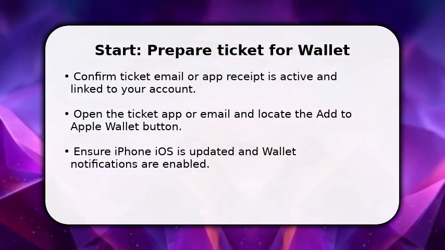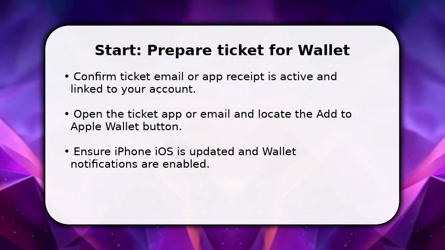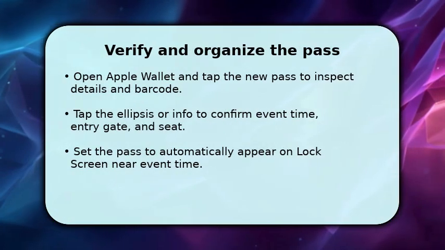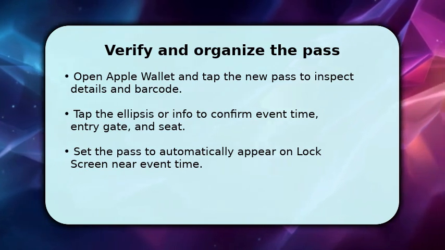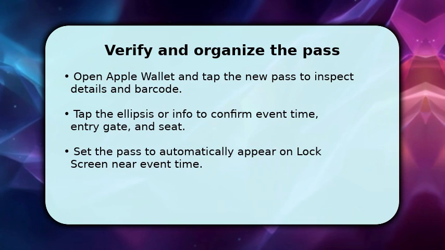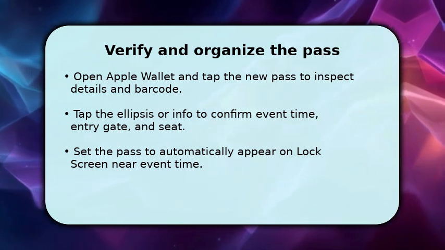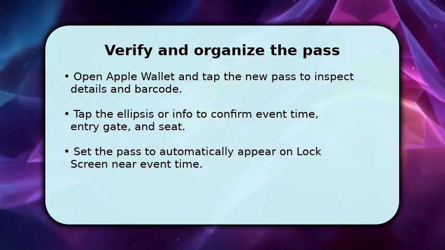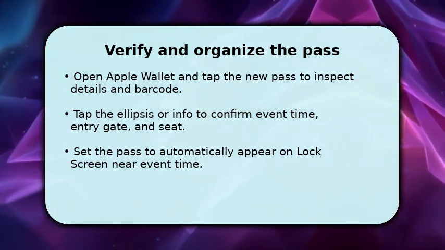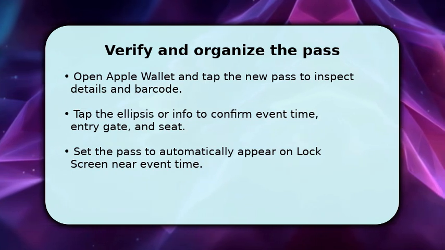You should now open Apple Wallet and tap the pass to inspect everything carefully. Check the barcode, venue address, and gate. This prevents surprises at the door. If seat or time is wrong, return to the ticket provider and request an updated pass. Otherwise, tap the info icon and enable Show on Lock Screen and Notifications so it surfaces when you arrive.